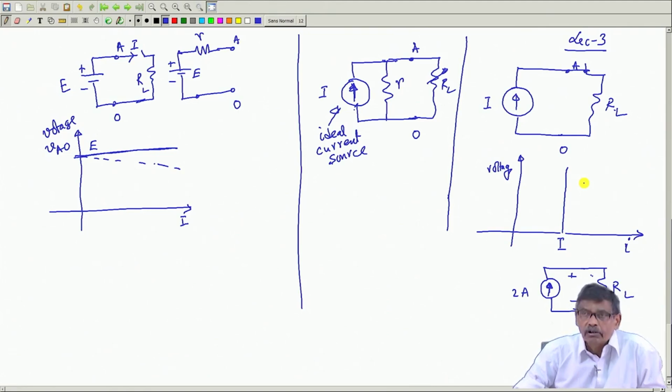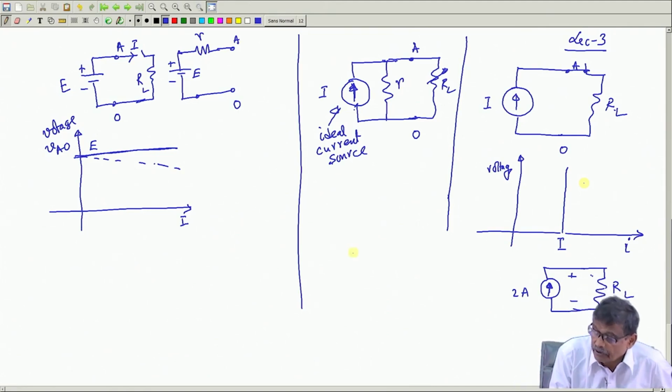Therefore, it looks like this point is very important. Suppose there is a practical current source of 2 ampere. Suppose it is available with 2 terminals A and O.